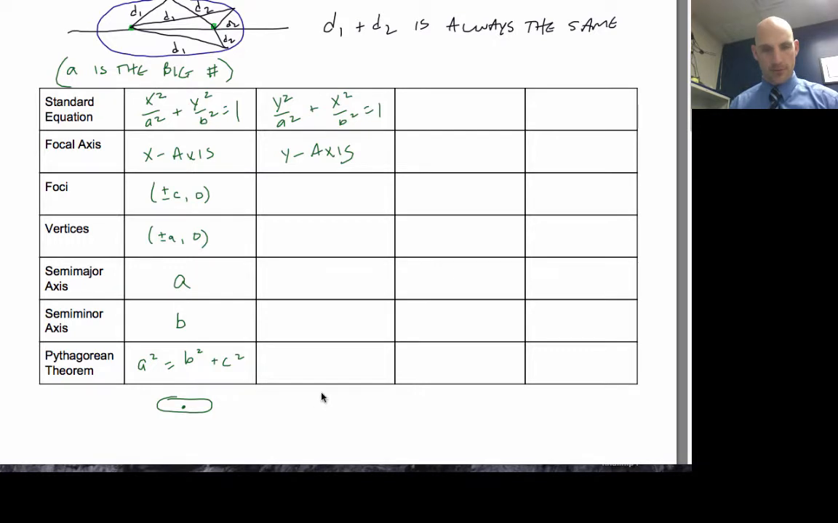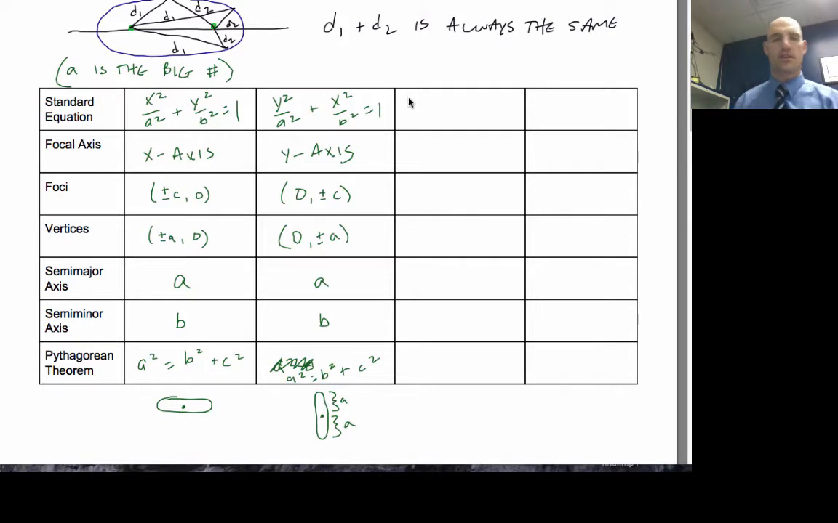Let's think about the foci for a minute here. If I've got an ellipse that goes up and down this way, right, and it has a center at 0, 0, my foci are going to be from the center up and down the distance c. Well, they would go in this y slot here. So my vertices are going to be a distance a, right? A, and so it's going to be 0 and plus or minus a. My semi-major axis is still going to be a. My semi-minor axis is still going to be b. My Pythagorean theorem still applies. A squared equals b squared plus c squared.